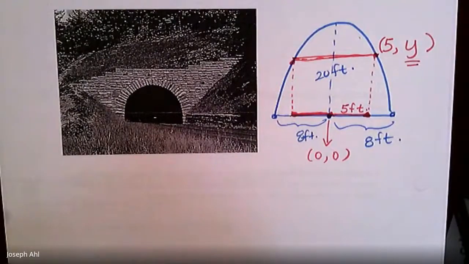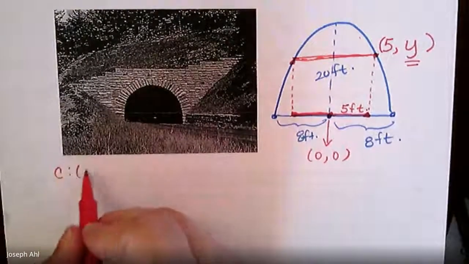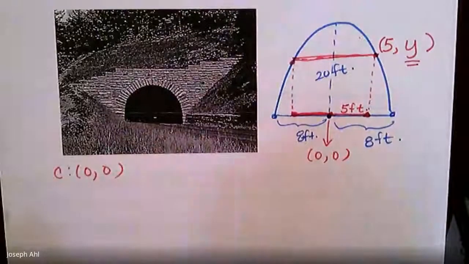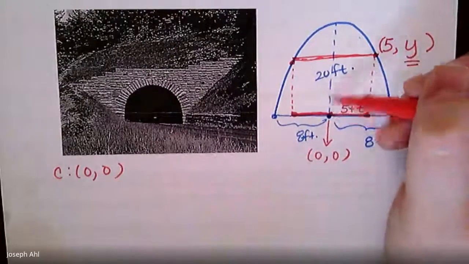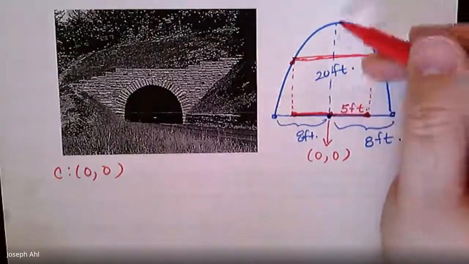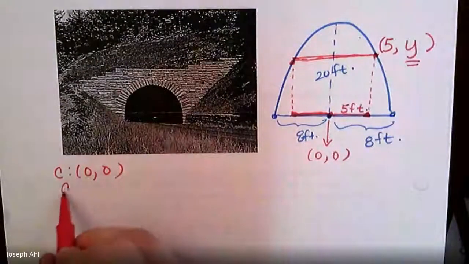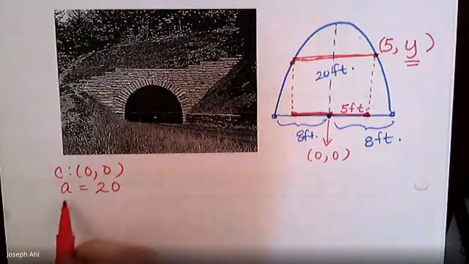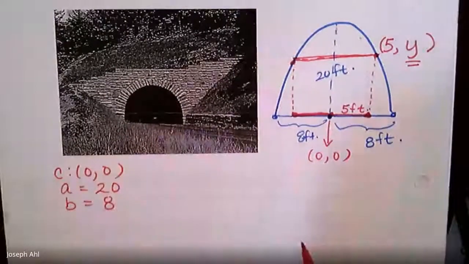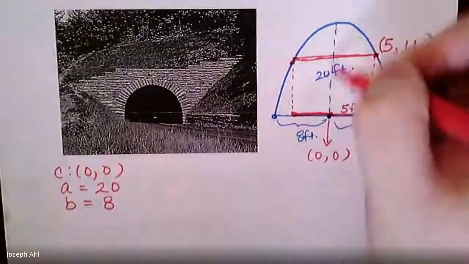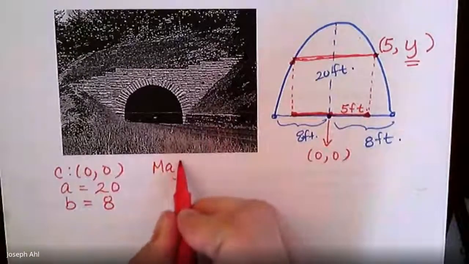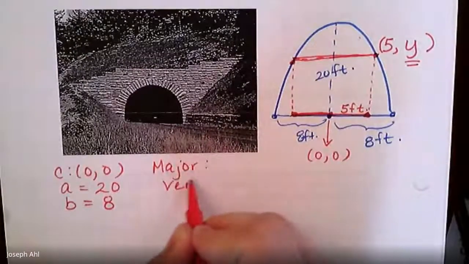We know that the center is 0, 0. We need to start finding the values of a and b. A is center to vertex. B would be center to the end of the minor axis here. These little axes going from the center, one has a length of 20, one has a length of 8. So we know that a is 20 and b is 8. And since the larger of the axes is going up and down, the major axis here should be vertical.